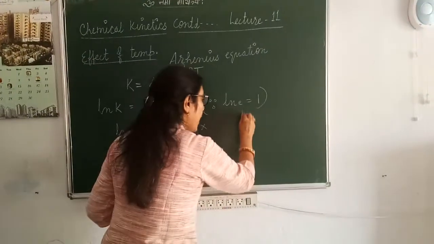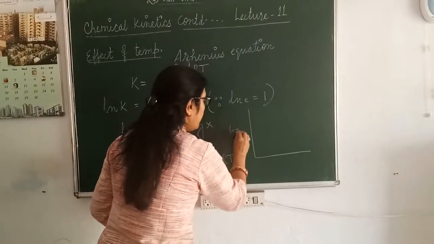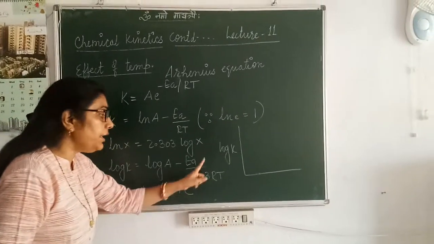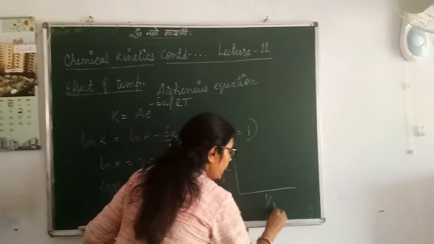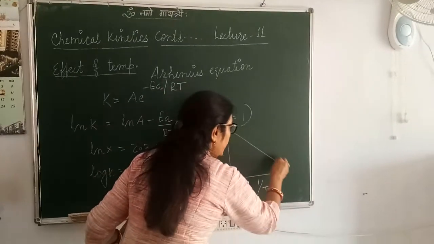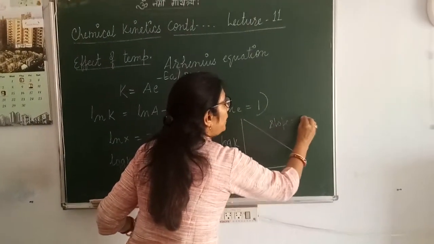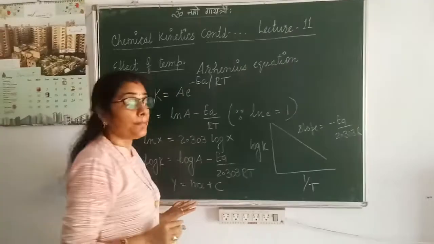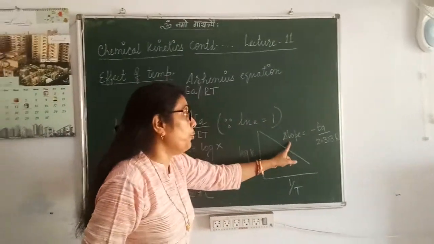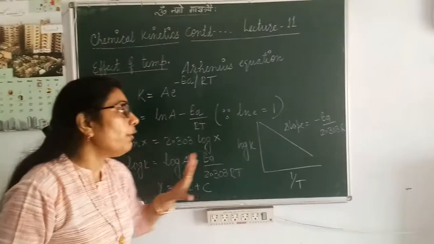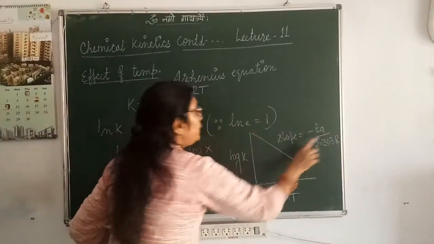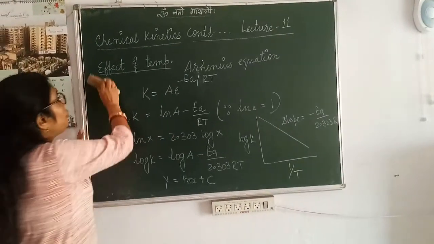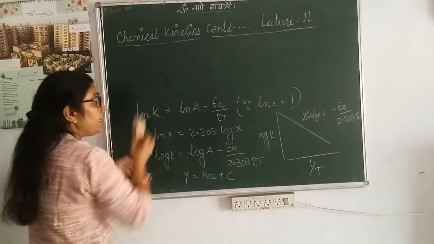So if you plot a graph between log k and 1 by T, can we write EA by 2.303 R into 1 by T? So log k versus 1 by T gives a straight line where the slope would be equal to minus EA by 2.303 R. So if you know the slope, then you can calculate the value of activation energy. And R is the universal gas constant, whose value everybody knows, 8.314 joule per Kelvin per mole in SI system.